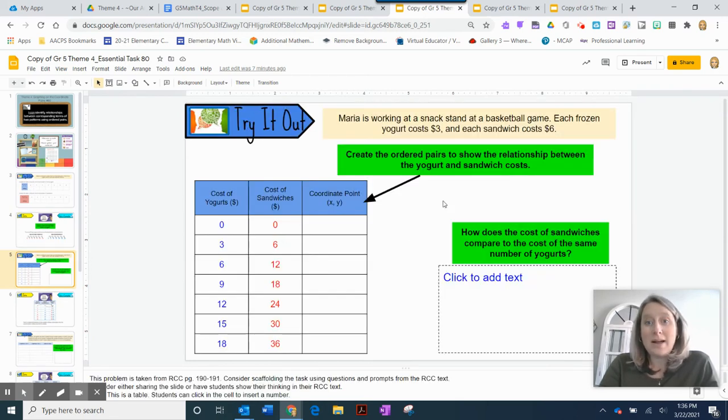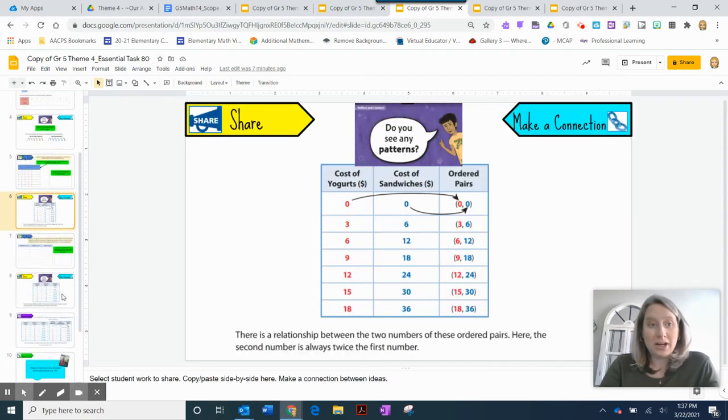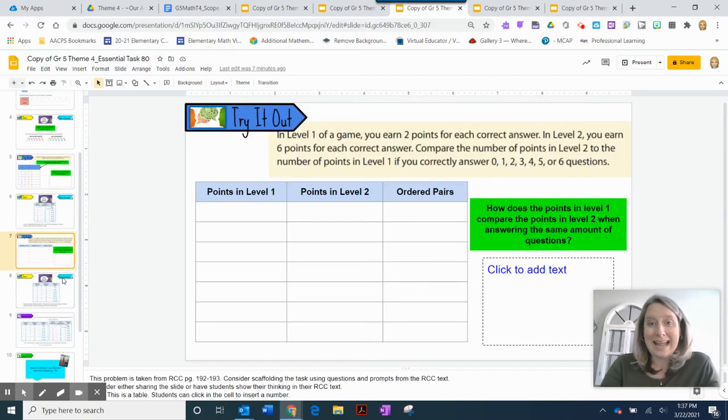Then we're going to talk about how we can use that data and put it onto ordered pairs, and how that is going to help us compare those costs. They're going to be practicing this. We're not plotting anything yet. We're just looking at patterns and talking about the relationship between two patterns.